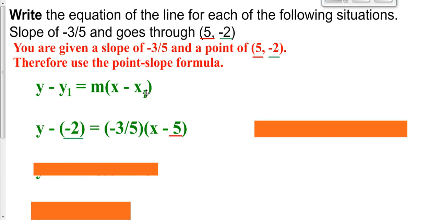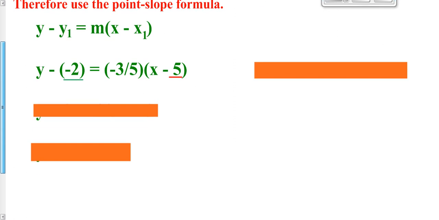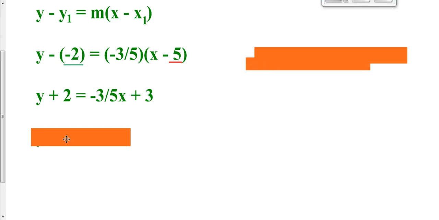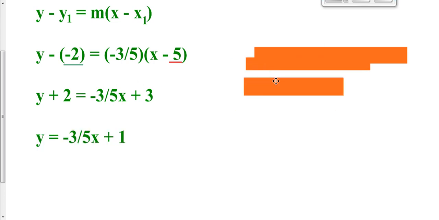Then instead of writing x sub 1, we got to go to our point and find the x-coordinate, which is 5, and plug that in. And then instead of writing y sub 1, we go to our point, find our y-coordinate, which is -2, and plug that in. Then we want to just get y on one side by itself. So we'll get rid of the parentheses. Subtracting a negative is really like plus 2. Distribute through your -3/5. A negative onto a negative is positive, and 3/5 of 5 is 3. And then we've got to just subtract 2 from both sides, and we get the equation of our line.